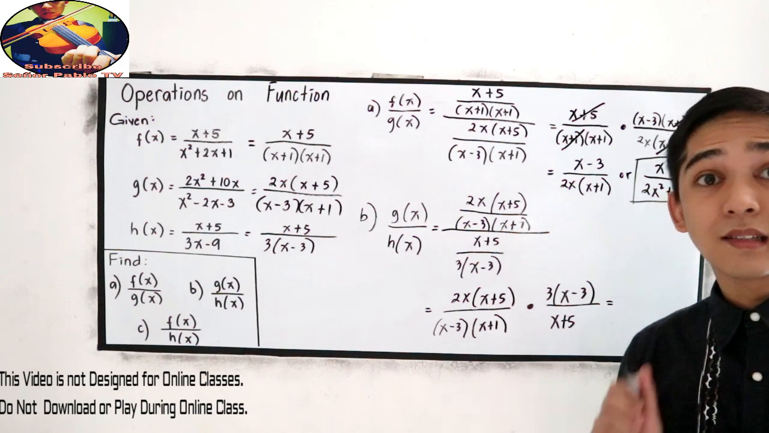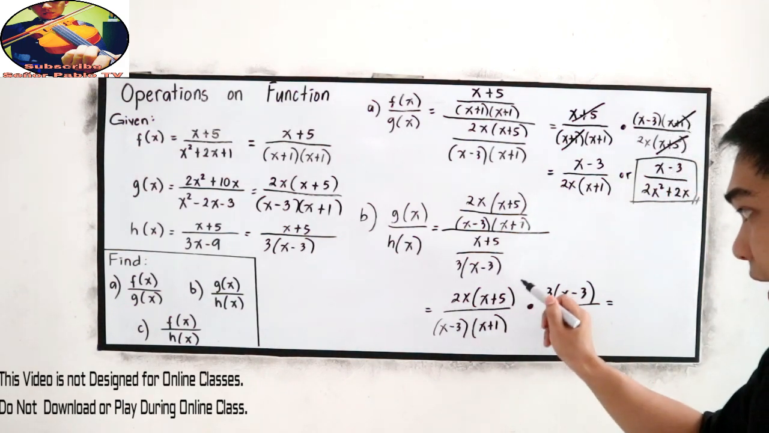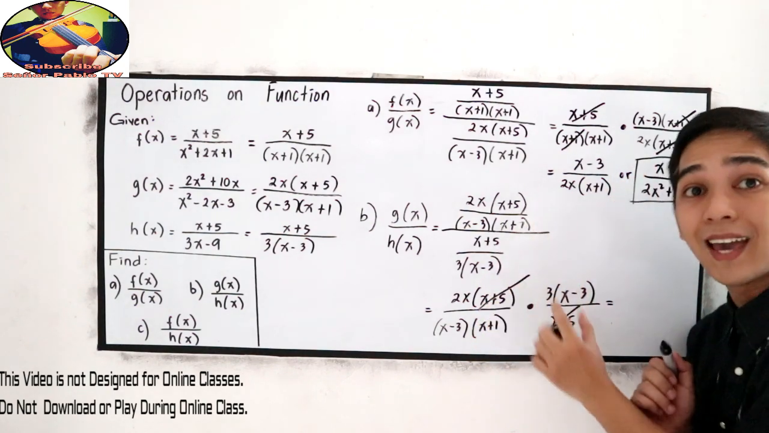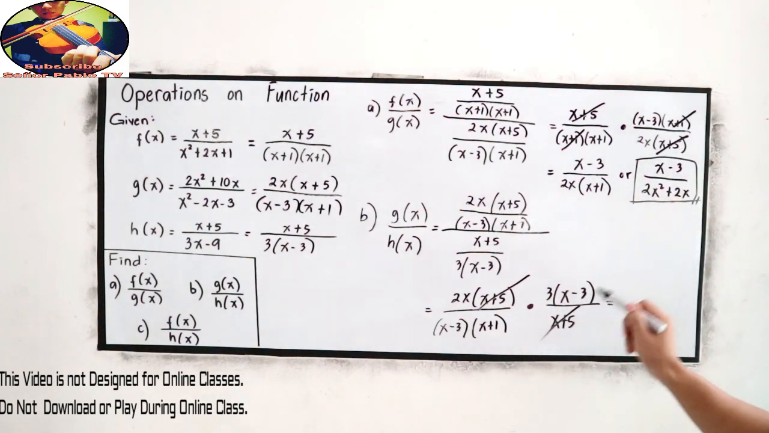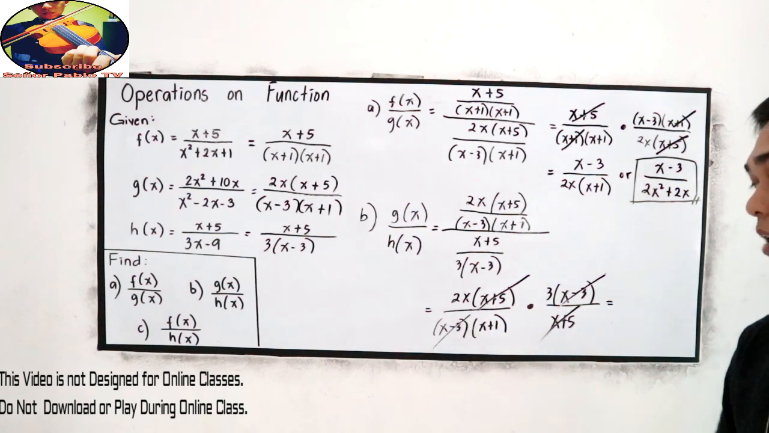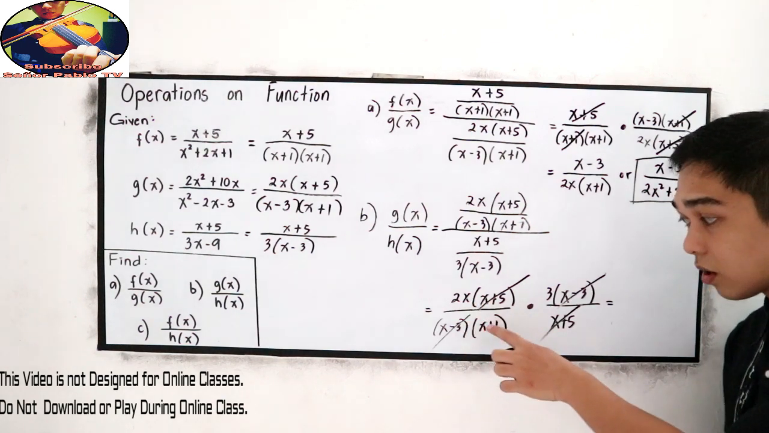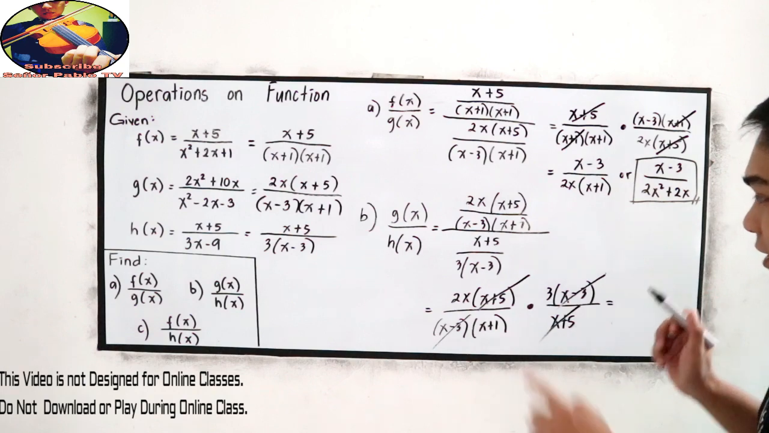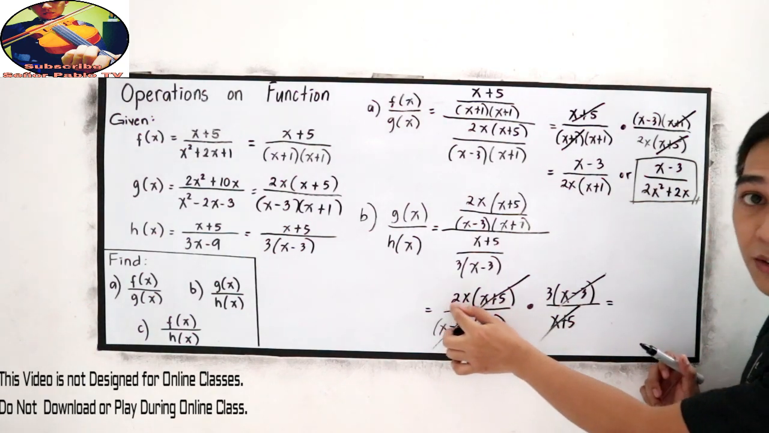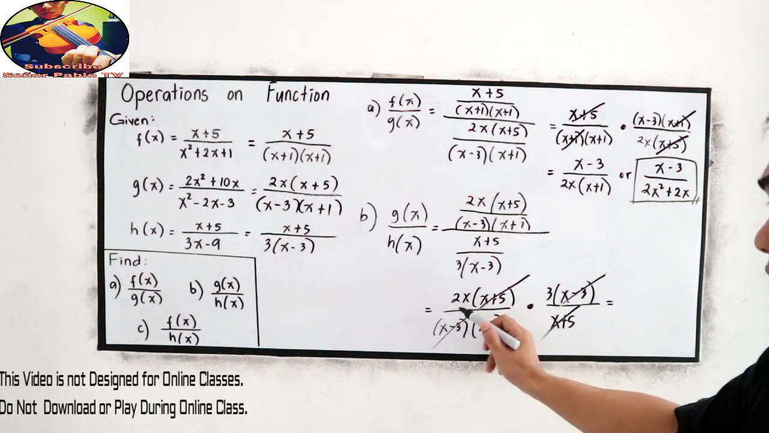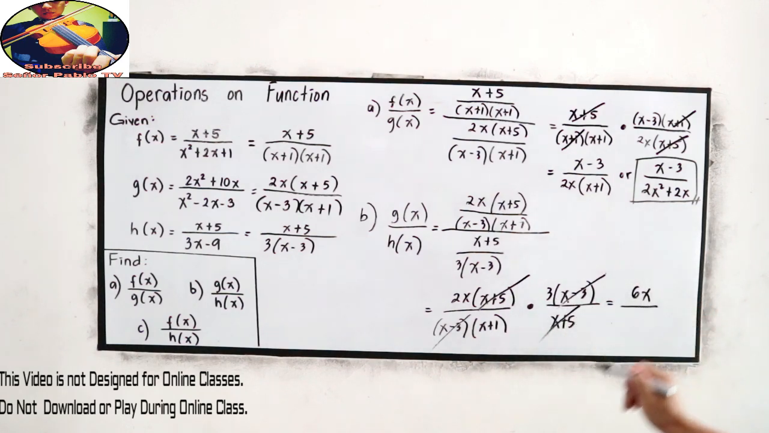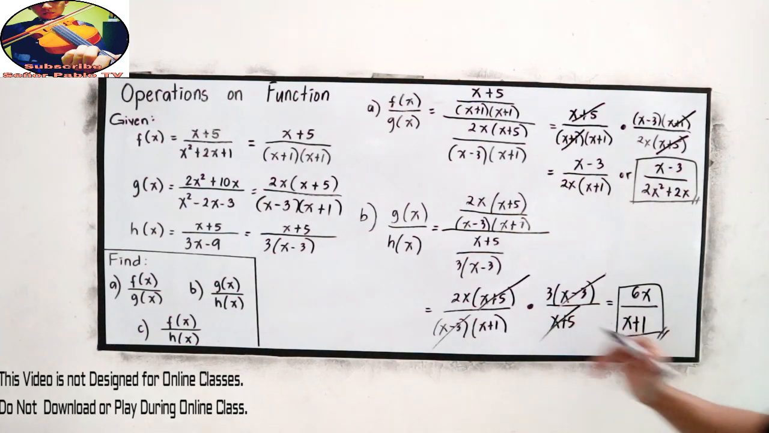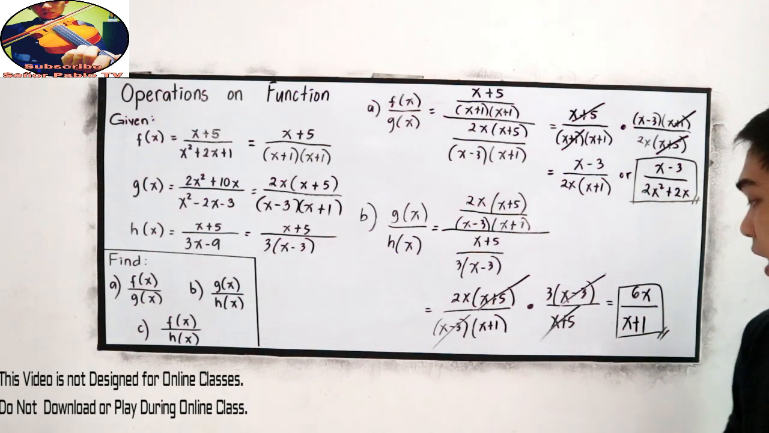Now let us cancel similar terms. For our numerator and denominator, we have x plus 5 and x plus 5. Make sure that you only cancel a single expression in our numerator and a single expression in the denominator. Next, x minus 3 and x minus 3. Can we cancel 2x all over x plus 1? No. Can I cancel x and x? No. Because this is a binomial and 2x is a monomial, we cannot cancel them. Now let us simplify our numerator, 2x times 3, this is 6x, over our remaining expression in the denominator, x plus 1. So this will be our final answer. G of x over h of x is equal to 6x over x plus 1.